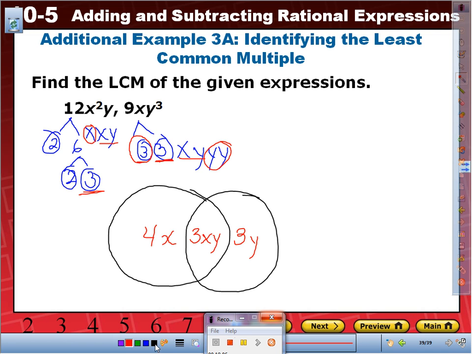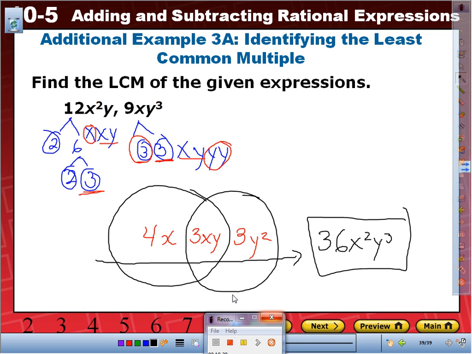So my LCM, we just multiply all the way across. Let's see, 4 times 3 times 3, 36. x times x, x squared, and y times y squared, y cubed. Are we there so far? Okay. Now, for some of you who want to go from here to identifying your LCM without doing this, you're good. I'm just using this tool so that we can keep organized, because right now we're going to get into polynomials, and if you don't see it, just use this tool. Okay? Let's do another one.